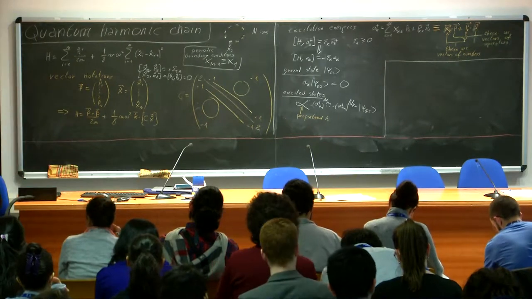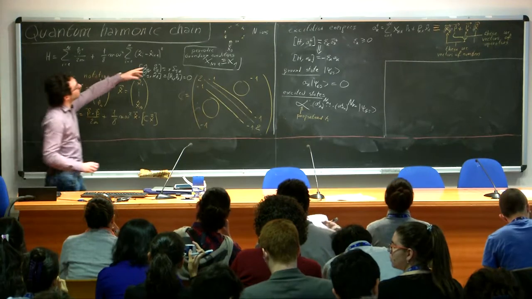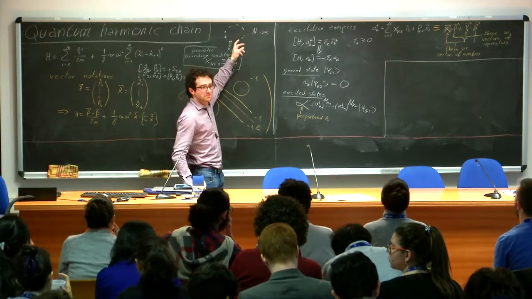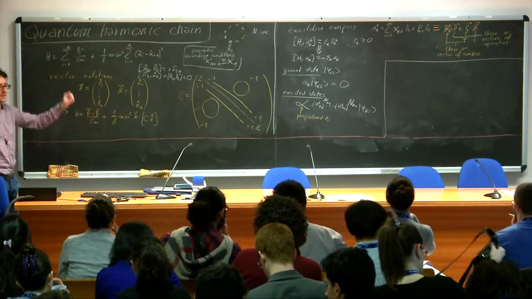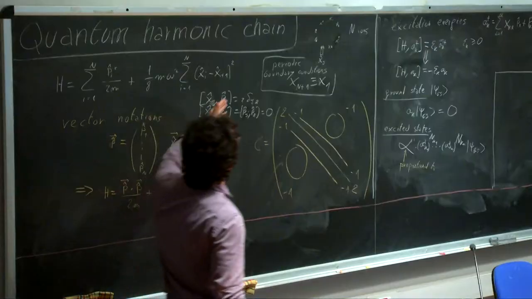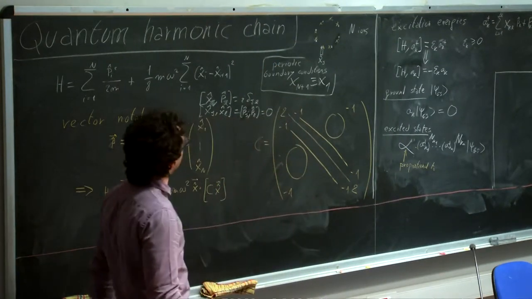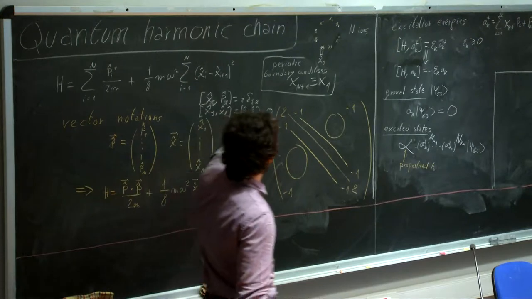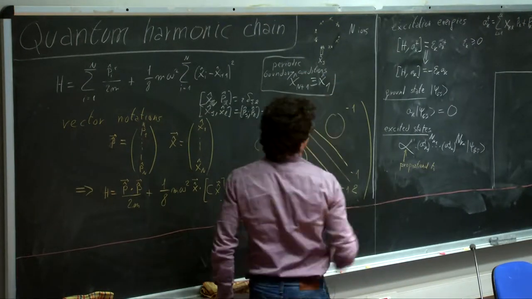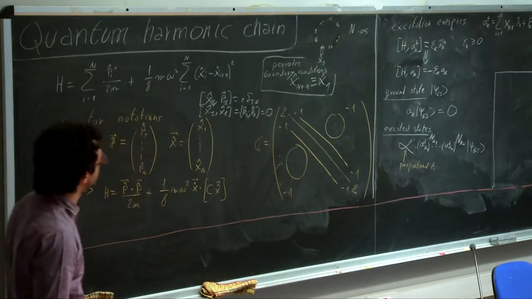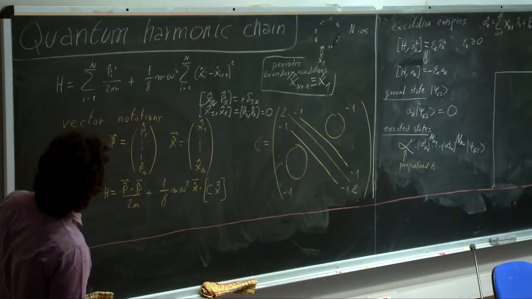Yeah, more compact. Okay, so we consider a system of harmonic oscillators. This system can model the movement of ions in some crystal. And in particular, just for the sake of simplicity, we imposed periodic boundary conditions, which means that the variable n plus 1 is equivalent to the variable at 1. And this is the Hamiltonian of the model.